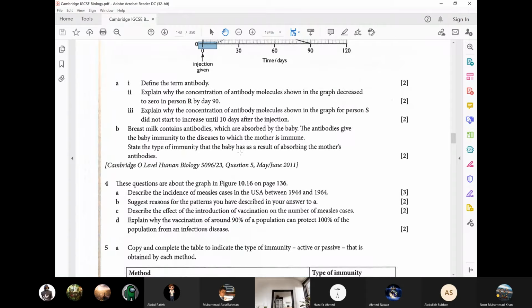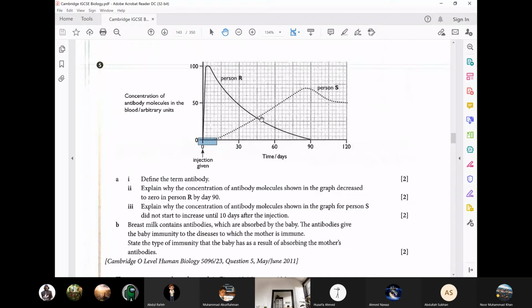But these antibodies are not made inside the baby's own body. They are not made by the baby's own white blood cells. So this is not active immunity. So what kind of immunity is this? Passive immunity. And we have learned that passive immunity only lasts for how many days? 90. Very good, 90 days. And we can see from this graph as well that the antibodies finish at day number 90.